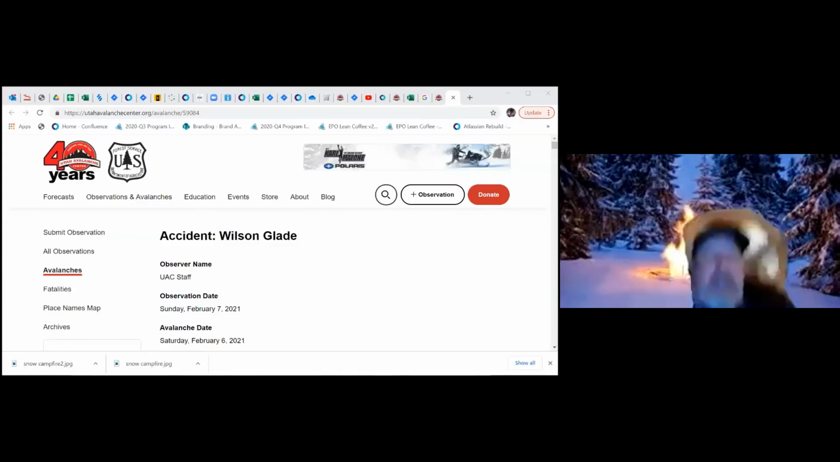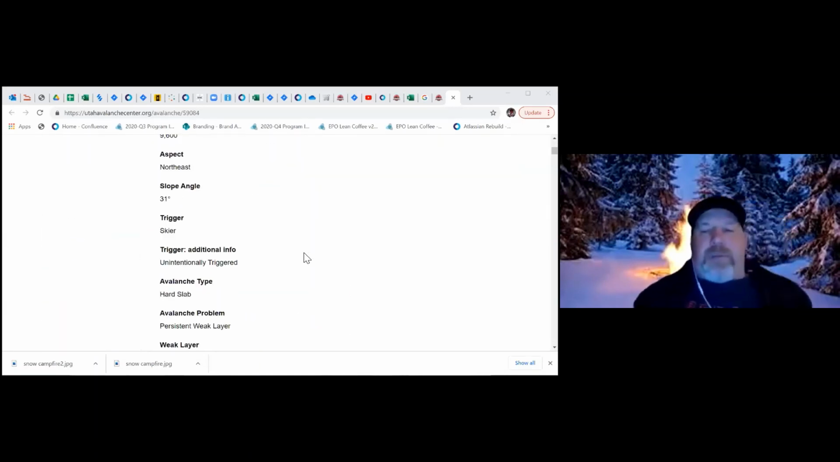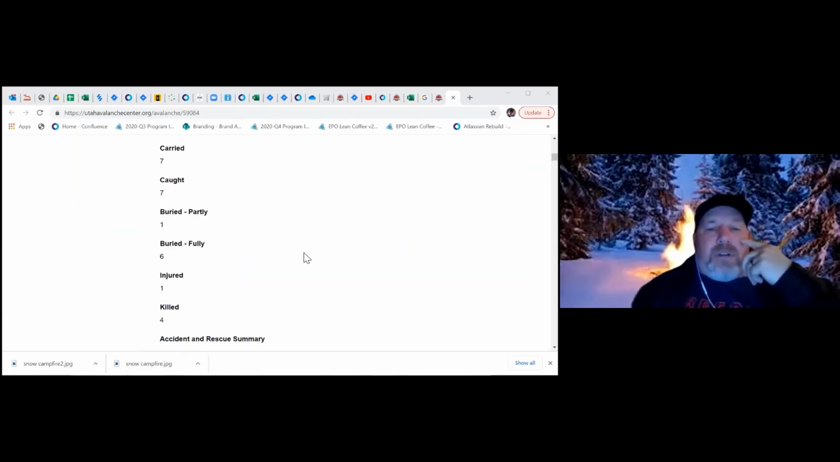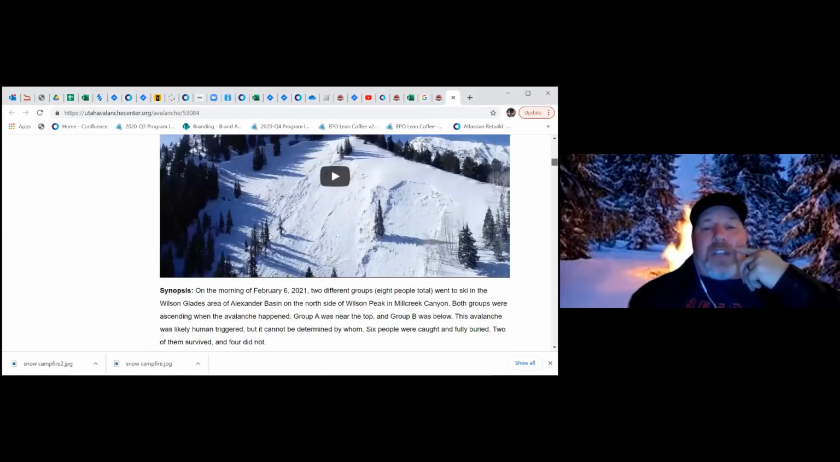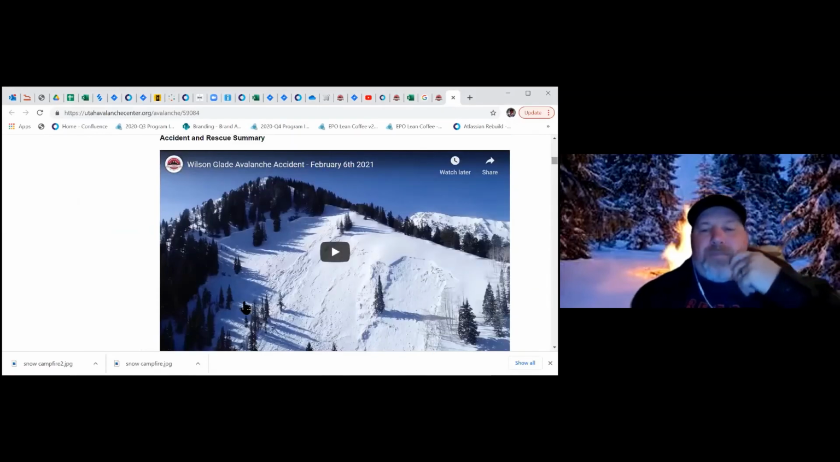All right, so this is an avalanche where 2 different parties, a total of 8 people, were caught in a slide. That slide ended up killing 4 and burying a total of 6. All 8 were caught. And guess what? Does the slope look familiar? This is the same slope.